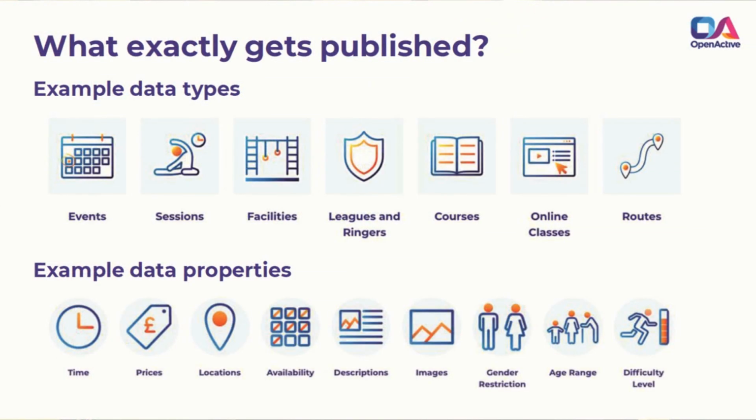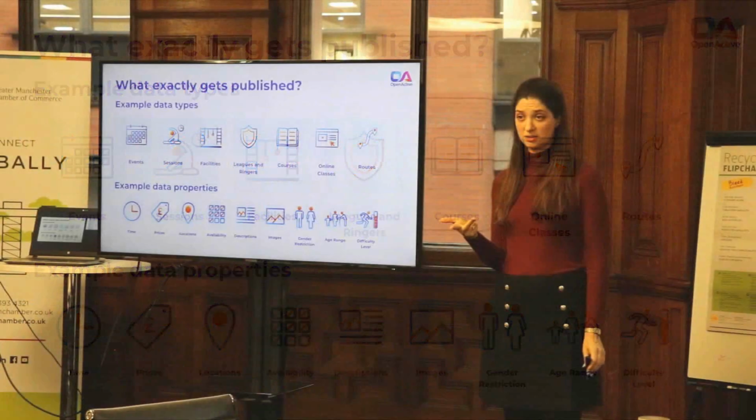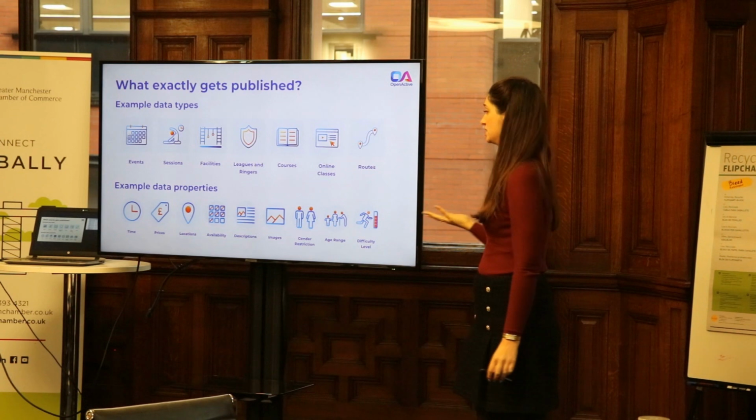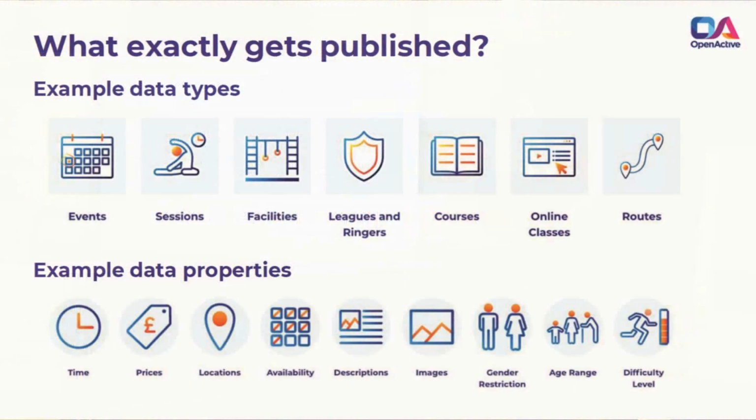So when we're talking about open feeds, I know I've talked about timetable data, what exactly are we talking about being published here? So example data types might be events, they might be sessions that you run, there might be facilities with slot bookings, like that badminton court that we referenced earlier. It could be leagues and ringers, it could be courses, it could be an online class, could be routes data. If I want to go walking, where can I go around here to go for a nice walk? So these are examples of the data types that are available within the standards that we've created and to open your data up.